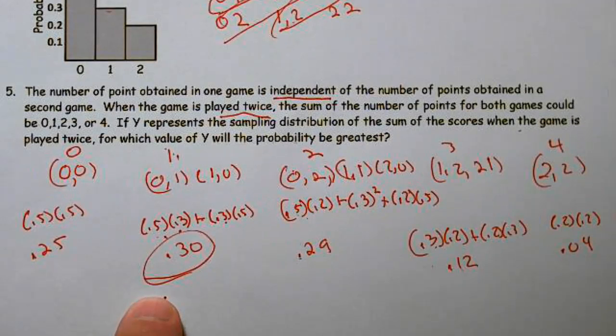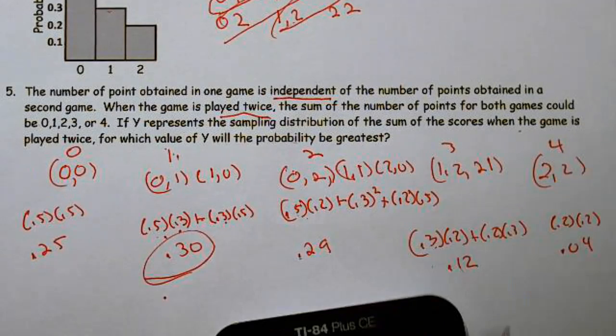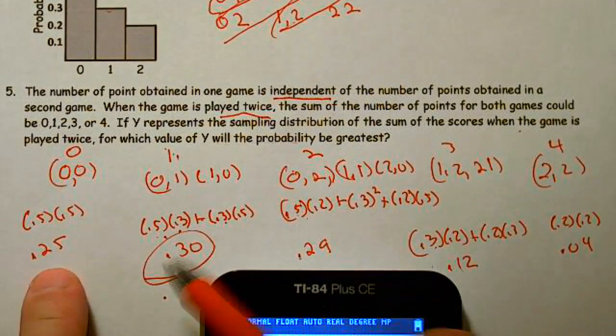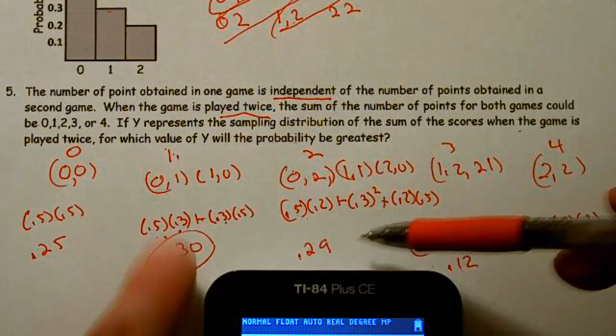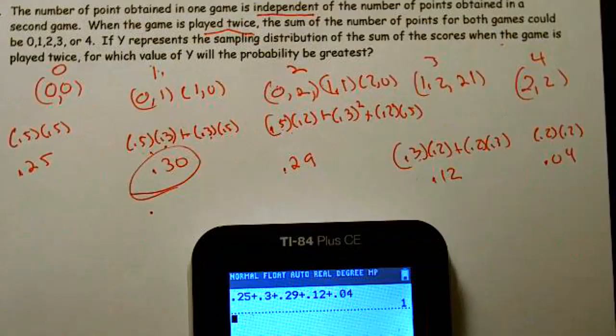Now, the other thing is, it should be a valid probability distribution, so I should be able to check myself. And if that's the case, I should be able to go 0.25 plus 0.30 plus 0.29 plus 0.12 plus 0.04 should equal 1 if I did my math correctly.